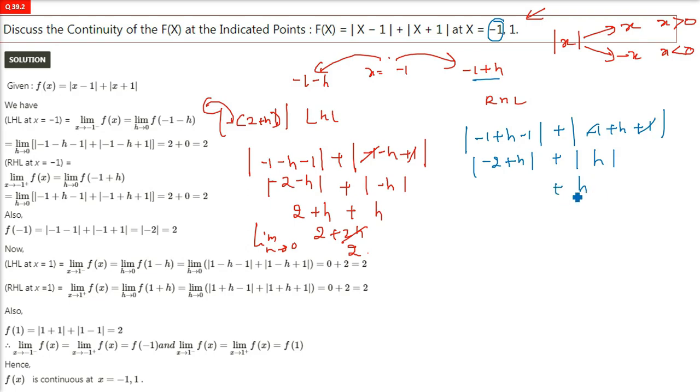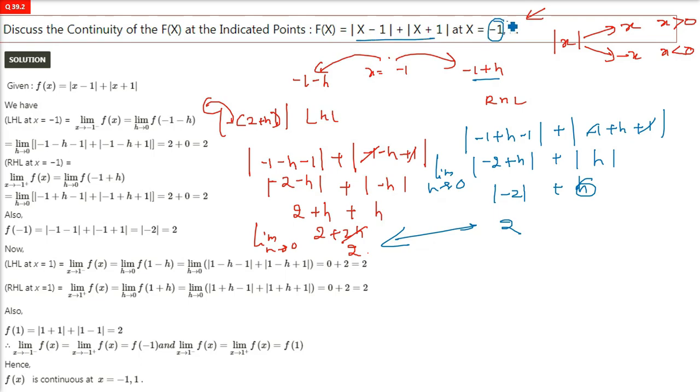So plus h is already h, and you can apply the limit here also, because we don't know what will happen when we take it outside. So minus 2 it will be h, I am applying the limit here only. So h is 0 of course, and when negative 2 comes out of the modulus, it will be 2. So you see here, left hand limit and right hand limit are the same. Okay.